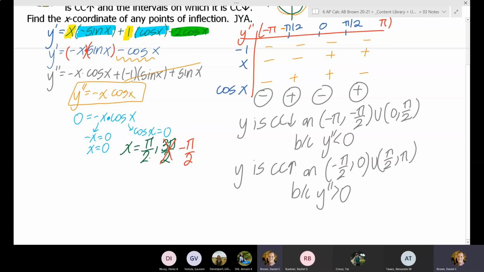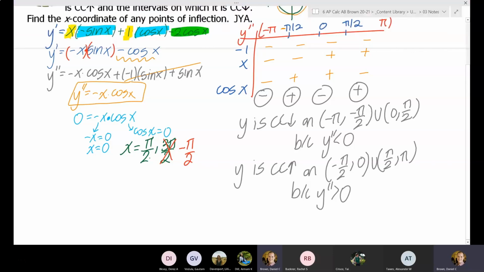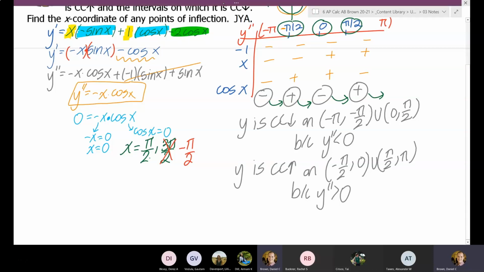And then we have that last word we use, the point of inflection. Again, the point of inflection is where the second derivative changes signs. So looking back at my sign chart, it goes from negative to positive. So negative pi over 2 is a point of inflection. Positive to negative, and negative to positive. So 0 is a point of inflection. And then pi over 2 is also a point of inflection because we do see that it changes signs on either side of it. How do we justify our answer that something's a point of inflection?